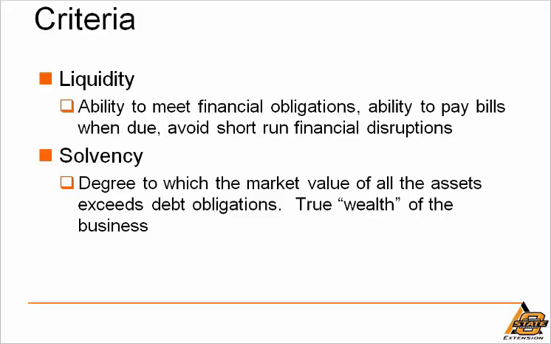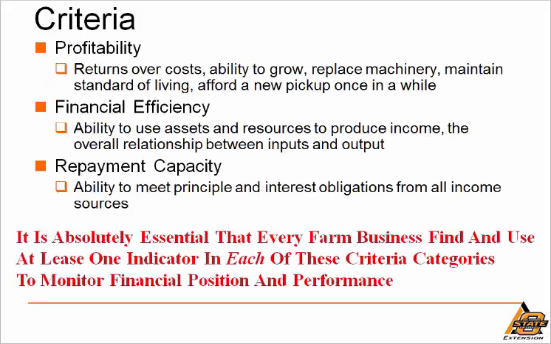The first category is liquidity. Liquidity is defined as the ability to meet short-term financial obligations or keep the bills paid when they're due. Financial disruptions can occur when liquidity is not adequate. The second category is solvency. Solvency is simply the degree to which the value of the assets exceeds the value of all debt obligations. This is a measure of how wealthy the business is.